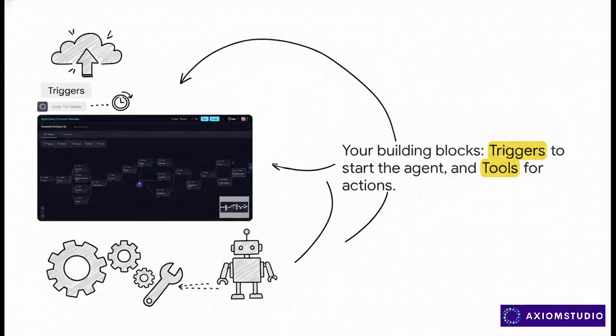So, the whole thing starts with your building blocks, which you can see right over here on the left. You've got your triggers. These are the events that kick everything off. You know, like a new file getting uploaded. And then you've got tools. These are all the actions your agent can actually do, like sending an email or running a database query.